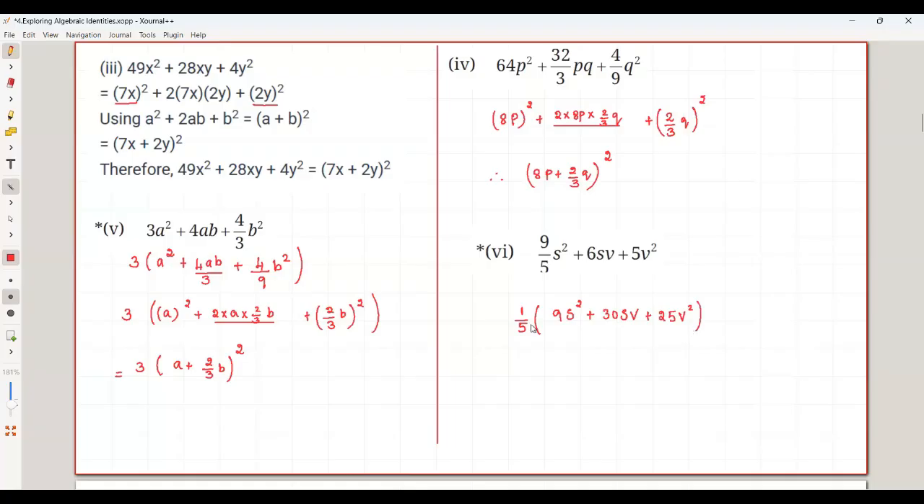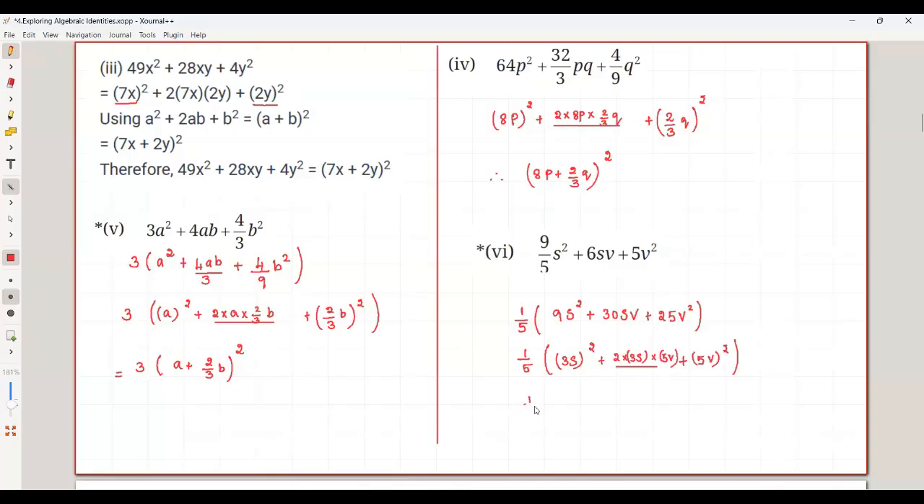Okay, so multiply and check. If you multiply 1 by 5 with inside, 9 by 5. If you multiply 1 by 5 with inside, 5 and 30 will get cancelled with 6 times. 5 with inside, 5 and 25 will cancel with 5 times. Yes. Now this can be written as 1 by 5. Now I can write it as 3s the whole square plus 5v the whole square. So 2ab means 2 into 3s into b value 5v.